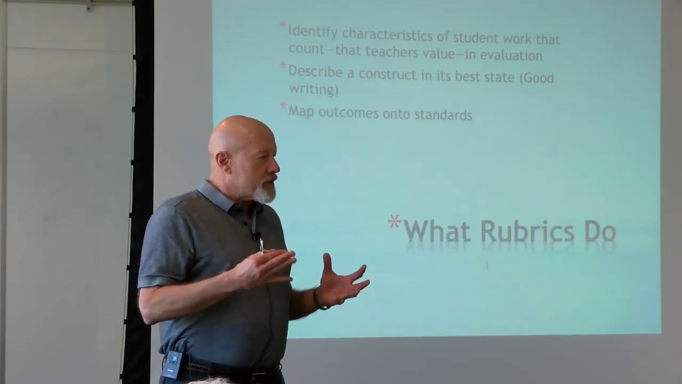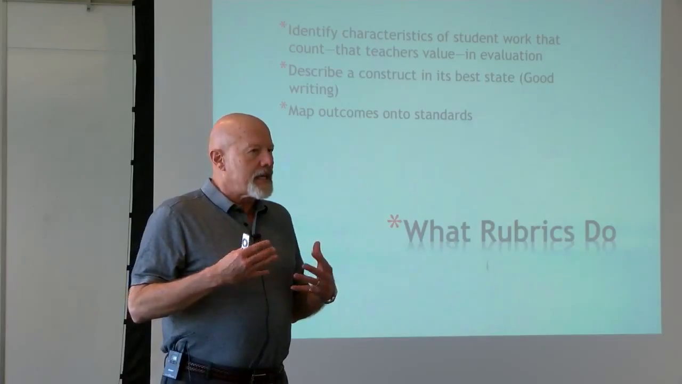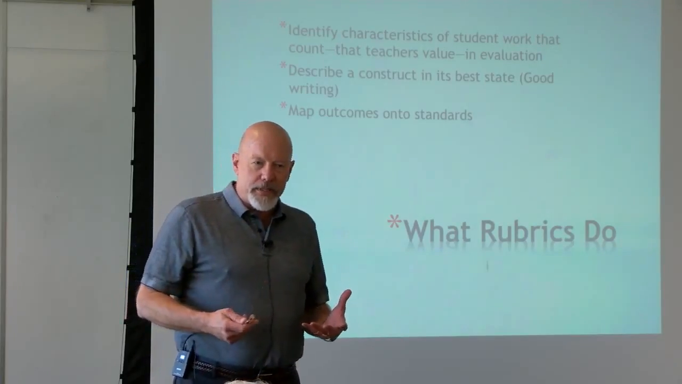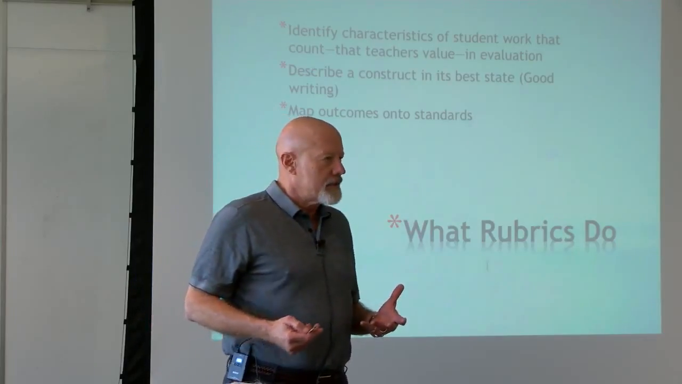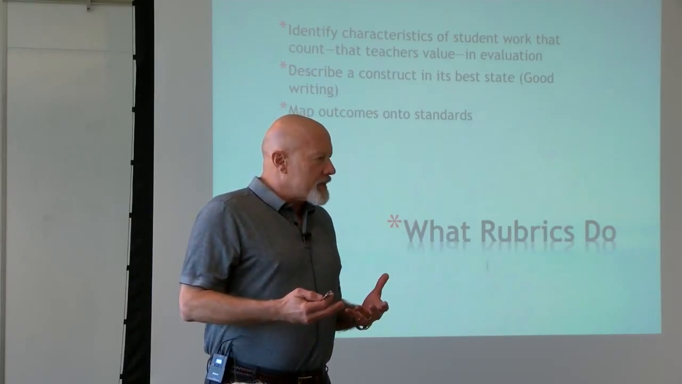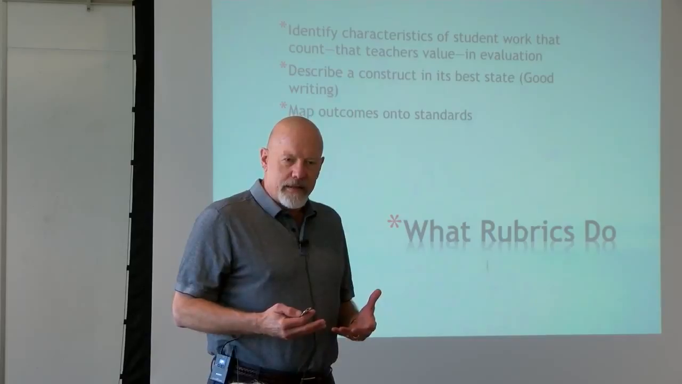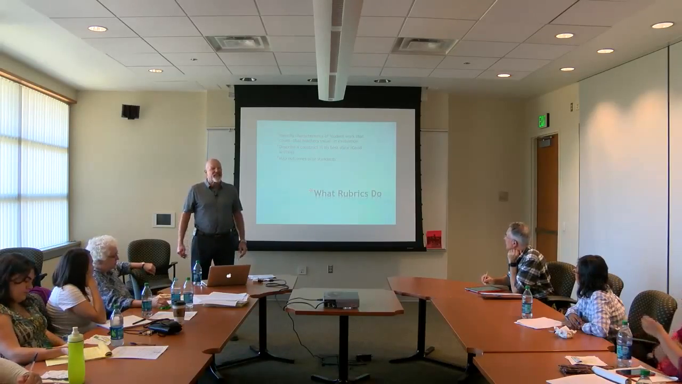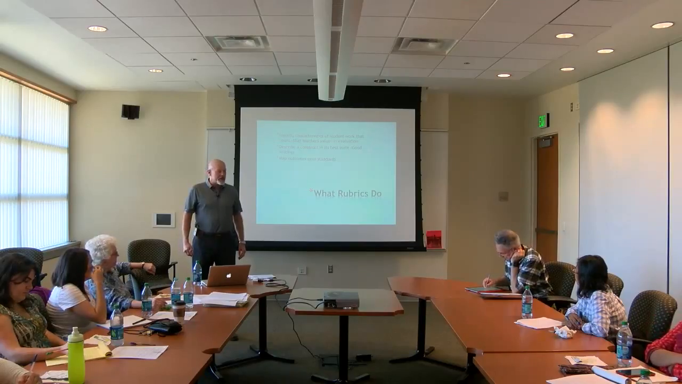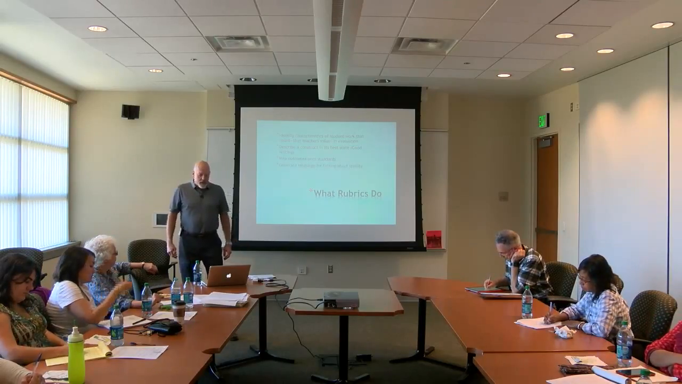A good rubric also maps outcomes and turns them into standards. An outcome is something that says this is what students should know or be able to do when they leave my course. But there's nothing in an outcome that says how well. How well are they going to have to do it in order to leave my course? That's what a good rubric does: it translates those outcomes into standards.